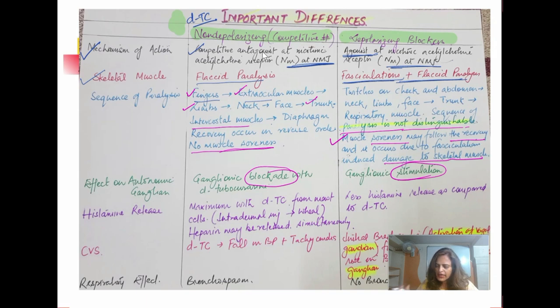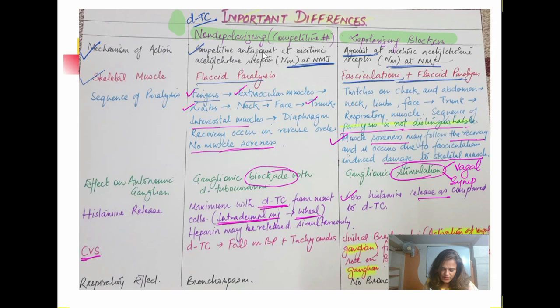So which ganglion? If it is the vagal ganglion, it will affect the vagal as well as the sympathetic both. With the vagal, what will happen? Bradycardia. That causes the bradycardia. Whereas if it stimulates the sympathetic, that leads to tachycardia. Then histamine release. Histamine release is very common with the non-depolarizing, and maximum it is seen with d-tubocurarine. And if we give it intradermally, that leads to a wheal. Sometimes along with the histamine, heparin may also be released. Whereas less histamine is released with succinylcholine as compared to d-tubocurarine.